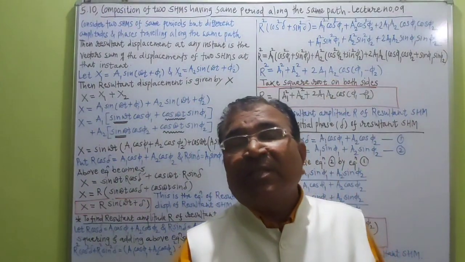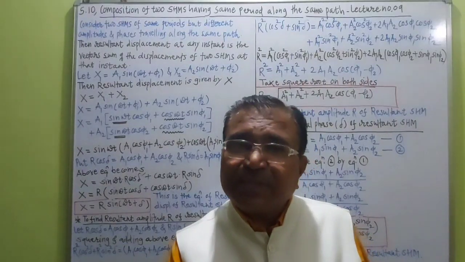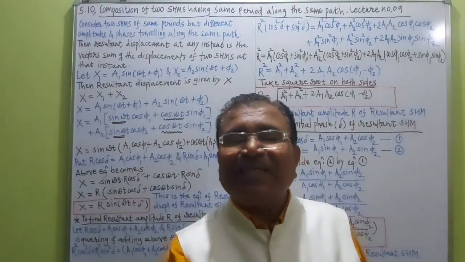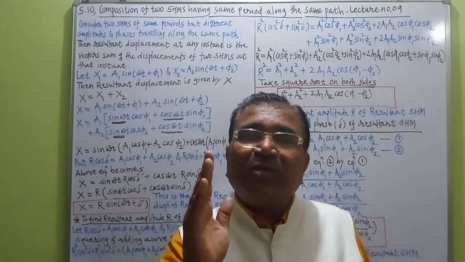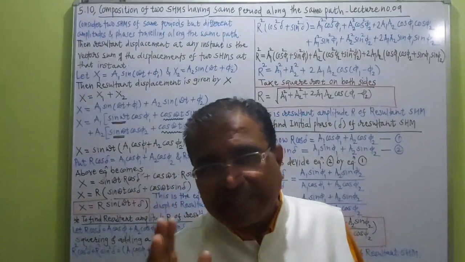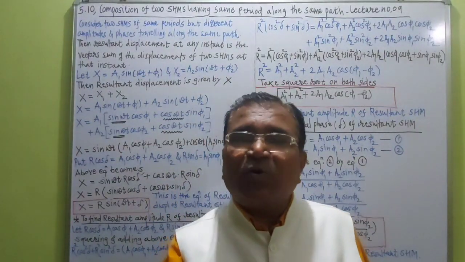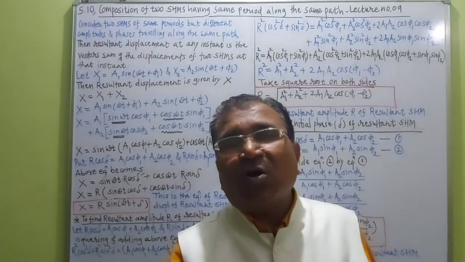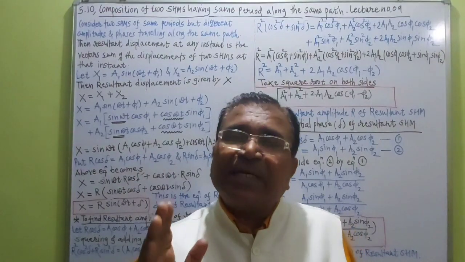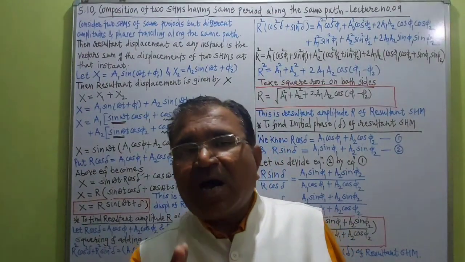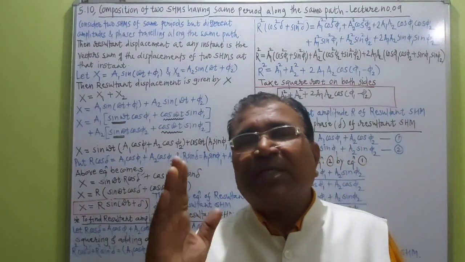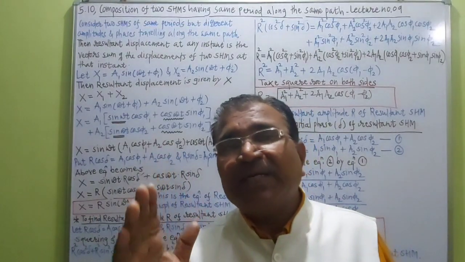In this way, in the composition of two SHMs, we got three formulae. Number 1, resultant displacement, capital X is equal to capital R sin of omega t plus delta. Then the second formula we got is the resultant amplitude of the resultant SHM, capital R is equal to the square root of A1 square plus A2 square plus 2 A1 A2 cos of phi 1 minus phi 2.